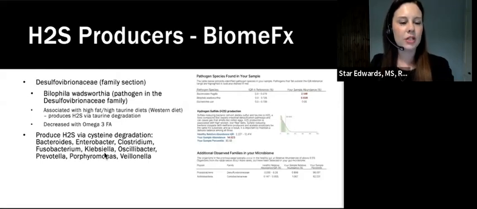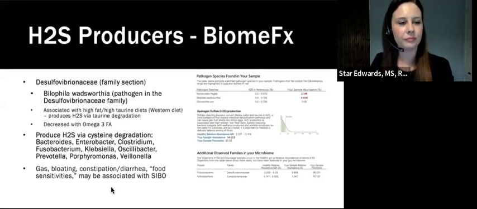There are some other bacteria that produce hydrogen sulfide via the cysteine degradation pathway, including Bacteroides, Enterobacter, Clostridium, Fusobacteria, Klebsiella, Oscillibacter, Prevotella, Porphyromonas, and Veillonella. So if you're looking at BiomeFx and you see elevated hydrogen sulfide production and trying to figure out where it's coming from, look for these bacteria.